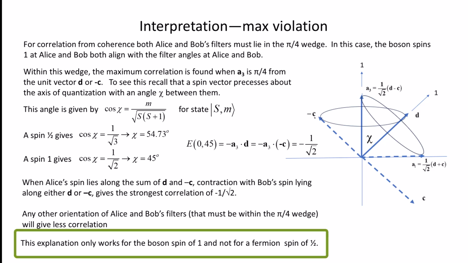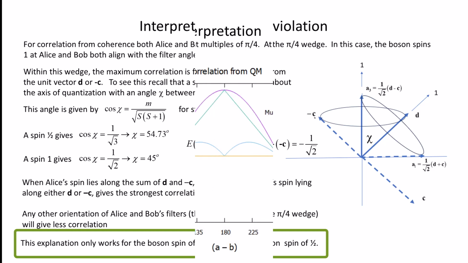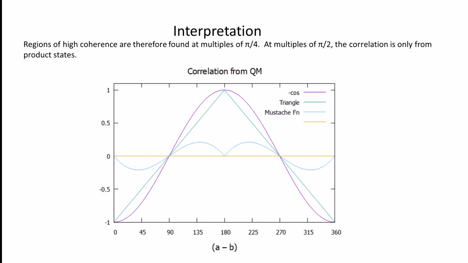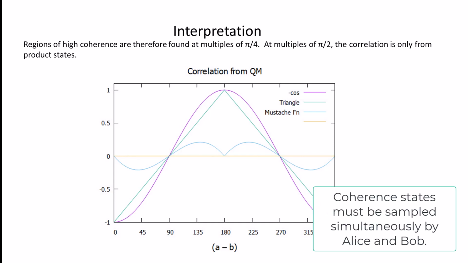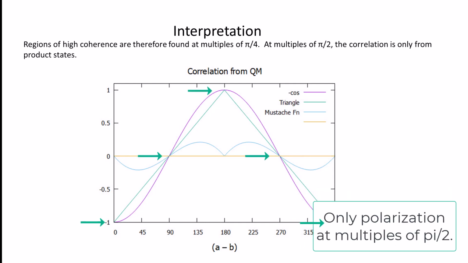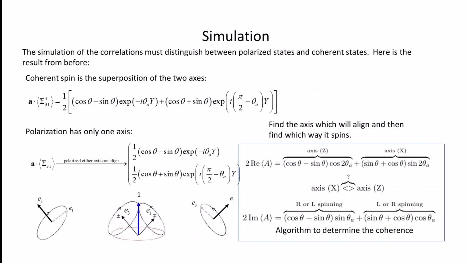The pi/4 precession angle gives confirmation that the bosons are spinning and not the fermions. The reason for the violation of Bell's inequalities is then due to the resonant spin at settings of pi/4, which are sampled simultaneously by Alice and Bob. At multiples of pi/2, the correlation is only from the product states. Turn now to the simulation.